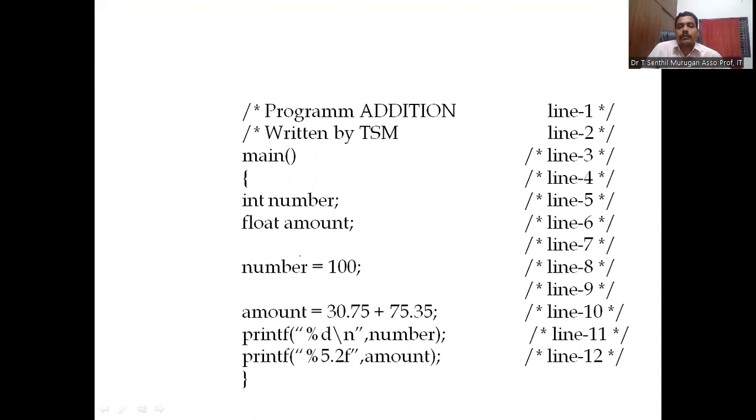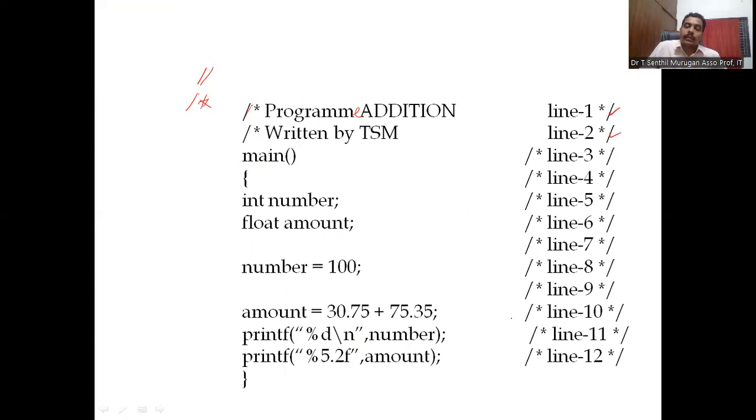Example simple C program I have written. This is the documentation section. You just see. In this program, I wrote program addition, written by TSM. I am using multiple line comment lines. We simply call these comment lines: double slash or slash asterisk. Where will it be over? Here it will be over.